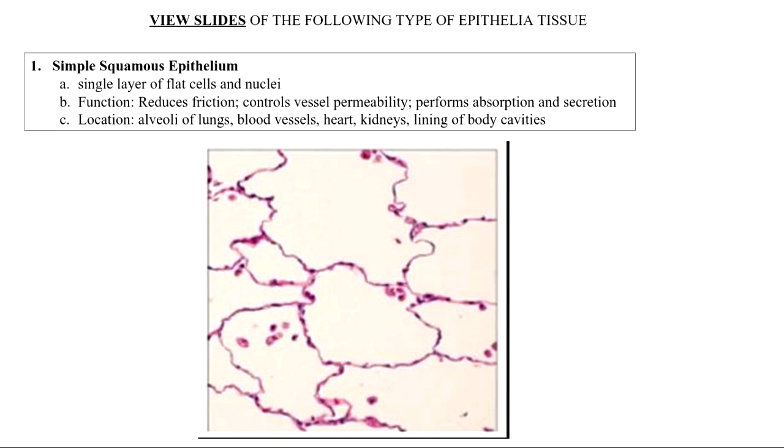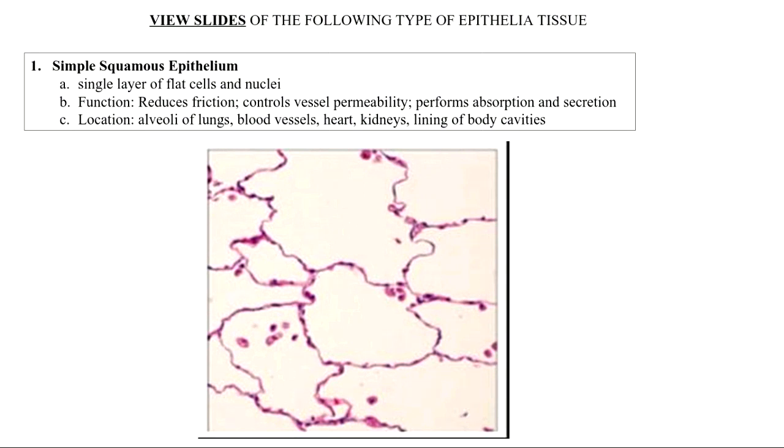We see it in the alveoli of the lungs, where gas exchange occurs. We see it lining blood vessels. We see it covering the heart. We see it within the kidneys. We see it lining body cavities, that serous membrane that I was just talking about that covers different organs. That is made of simple squamous epithelium. What it does is it provides a lining. We can see absorption and secretion occurring. It can reduce friction, like in the case of the serous membranes. So simple squamous is really important.